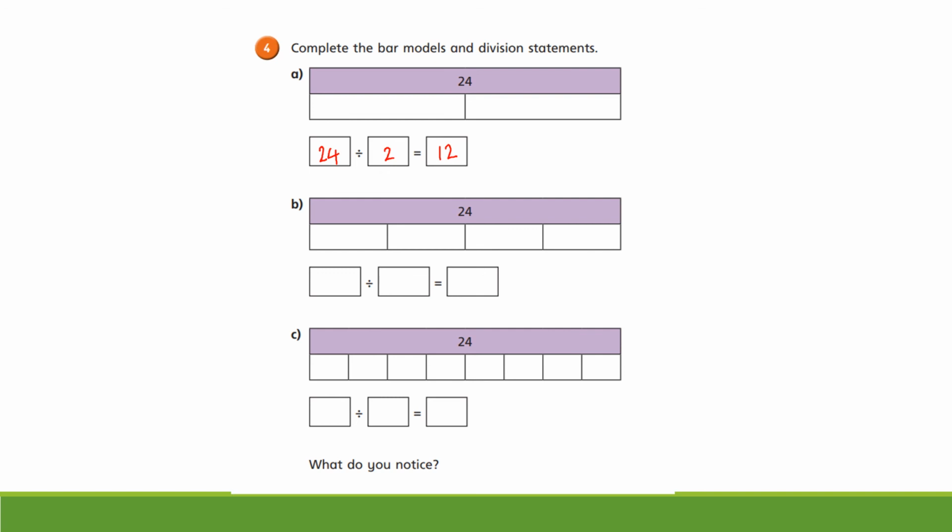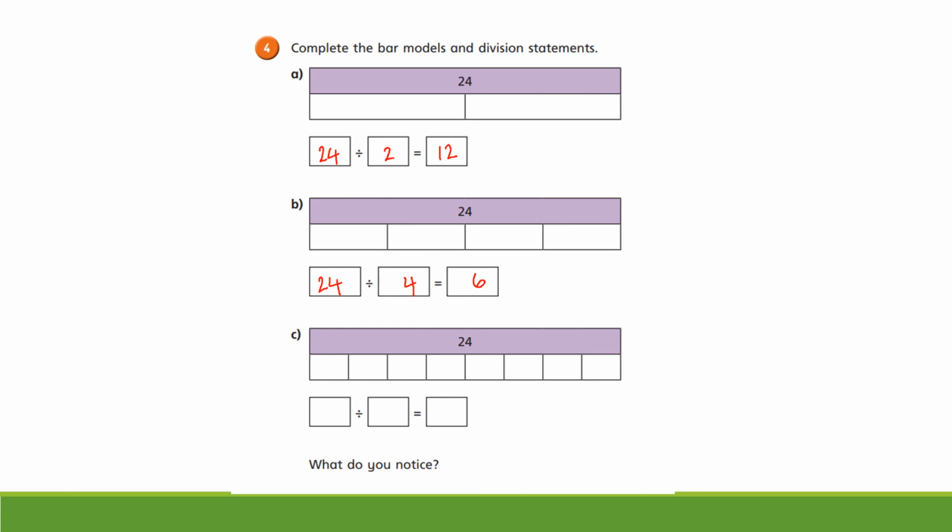Again, for B, we have 24. This time, we have halved again. So 24 divided by 4 this time. And the answer is going to be 6 because it's now going to be half of the 12. So the answer is 6. And we know that 4 times 6 equals 24, or 6 times 4 equals 24.